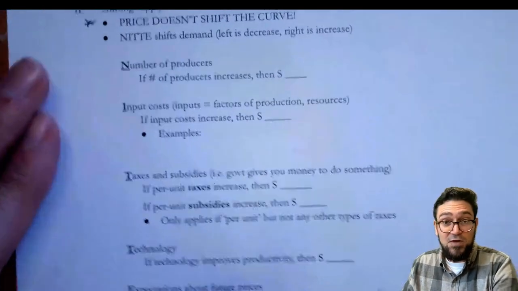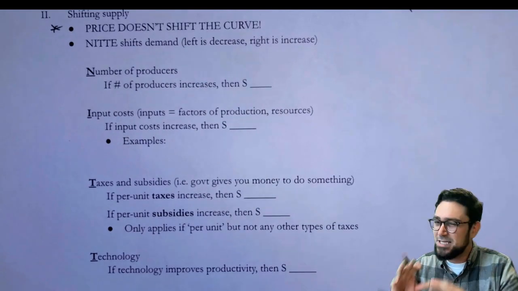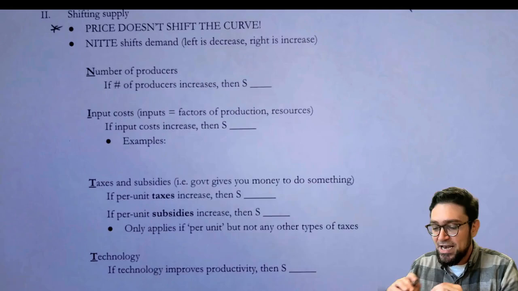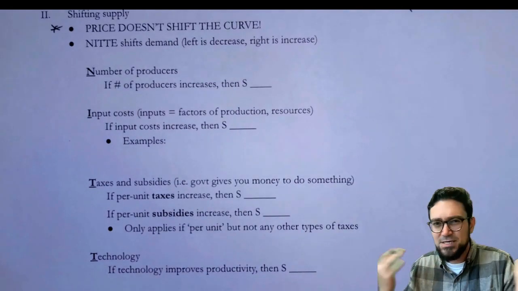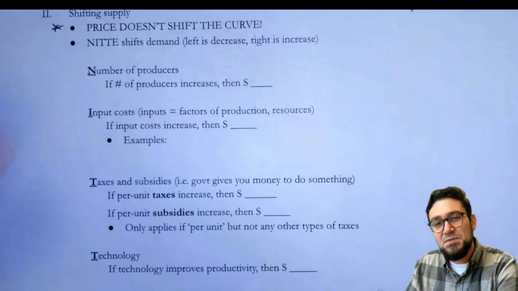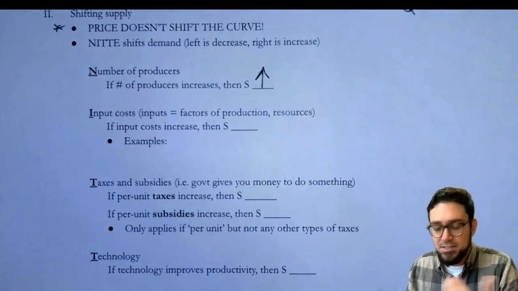So let's talk about the 5 things that actually shift supply. They're very similar to the ones that shift demand, but it's a slightly different acronym just so you don't get mixed up. NITY, if you come up with a better one, I don't know. That one's kind of nitty gritty, but it's not a Y. Number of producers. Obviously, if there's more producers, there's going to be more supply. It's very much the same as market size in demand.